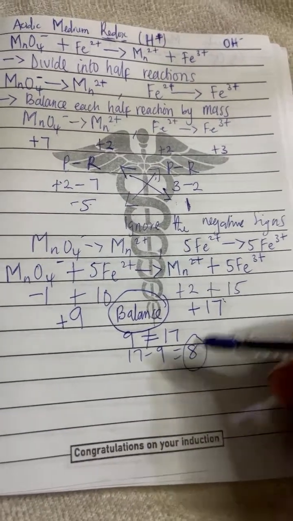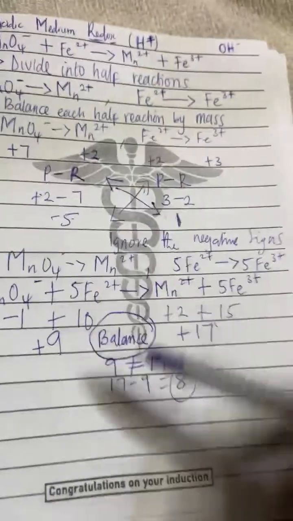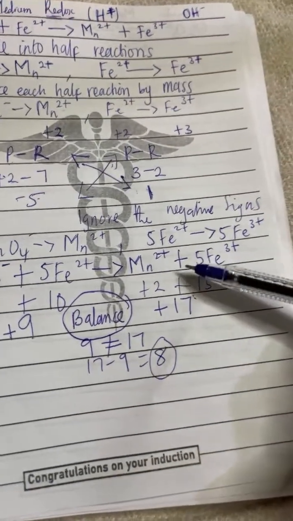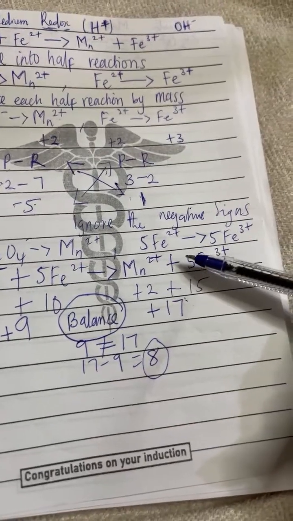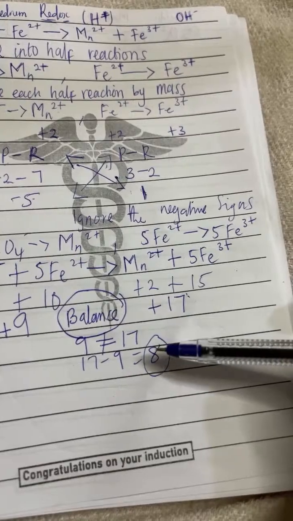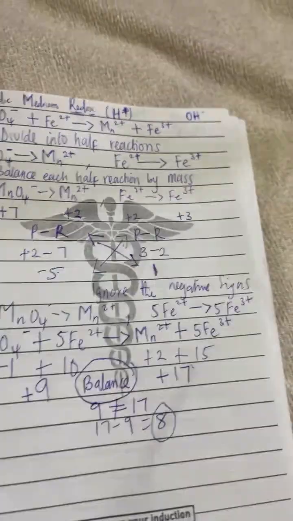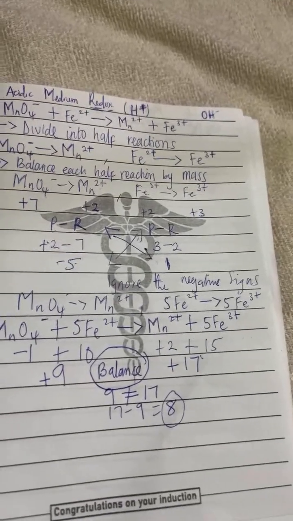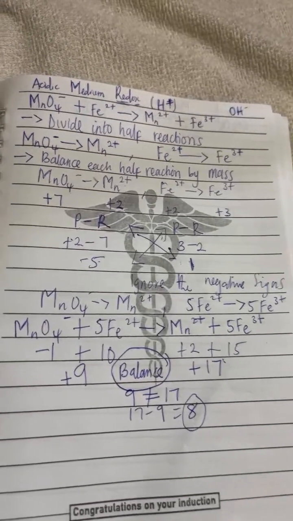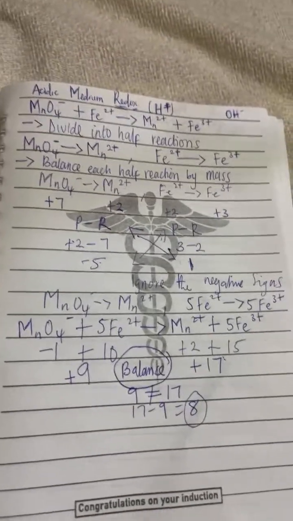moles of hydrogen ion. It needs 8 moles of hydrogen ion to become balanced with the product side. You know, hydrogen ion is the positive one, the one that increases the overall charge of the reaction. That's how we used to call it back then, because I've almost forgotten all of these terms that we used in secondary school.